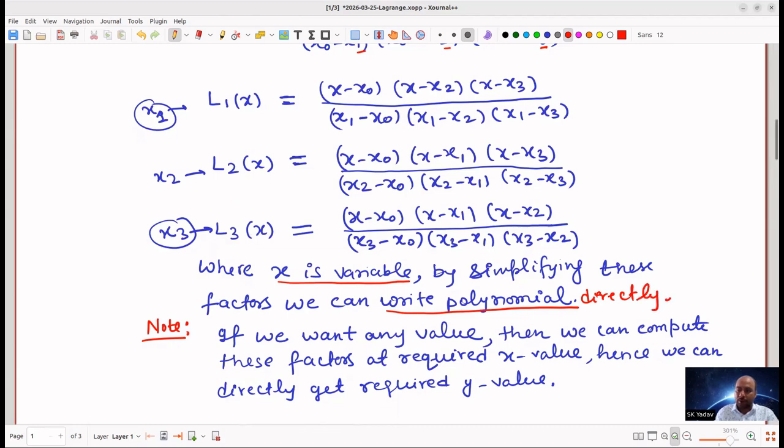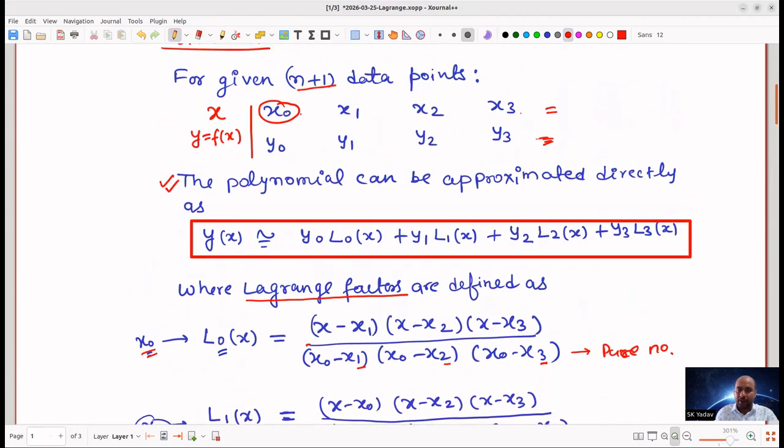And suppose I want the value at a certain point here. Let's say I want the value at xp here. The corresponding value I need to compute here. So for that, I need to calculate all these factors at x equal to xp.